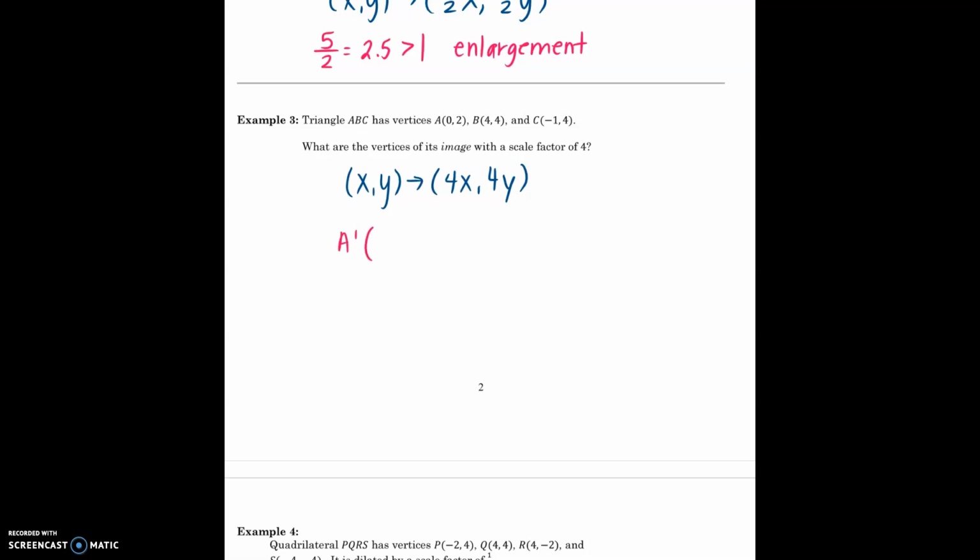For A prime, we're going to have 4 times 0, which is 0, and 4 times 2, which is 8. For B prime, we have 4 times 4, which is 16, and 4 times 4 again, which is also 16. And for C prime, we have -1 times 4, which is -4, and 4 times 4, which is 16.